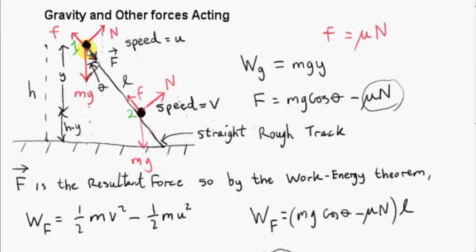in order to apply the conservation of energy, we must make sure that gravity is the only force which has a component in the direction of motion. See, the component of gravity in the direction of motion is this here. N has no component.